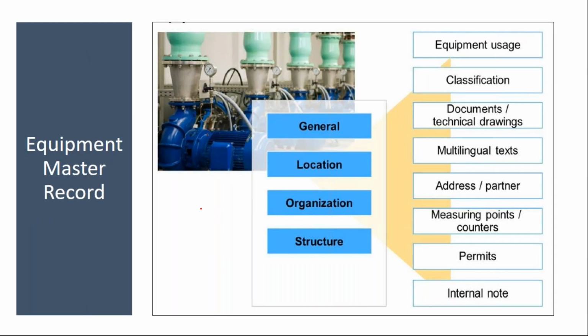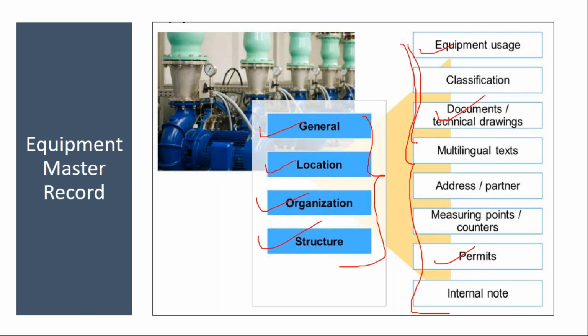So now let's start creating the equipment in the system. Okay. So normally in the equipment master, you will have 4 tabs: general data, location data, organization data, and structure data. And apart from these 4, you can maintain some other information also, like documents you can assign, you can maintain the permits, all those things you can do. This we will see later on.